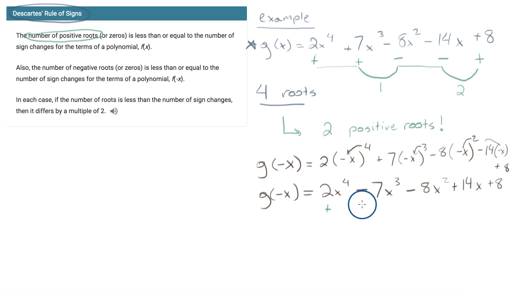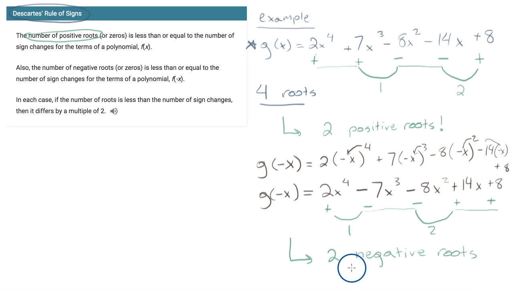So we have a positive here, negative here, negative here, positive here, positive here. So I see one sign change. Negative to negative is not a sign change. Negative back to positive is another sign change. And positive to positive is not. So I count 1, 2 total sign changes. And so of our total 4 roots, we could possibly have 2 negative roots. And that's how Descartes' rule can help us when we're narrowing our list down.